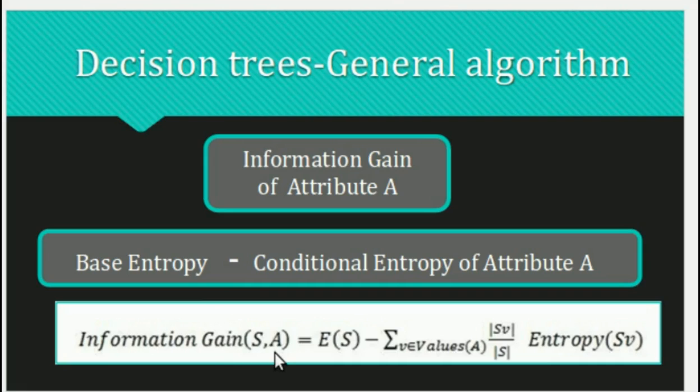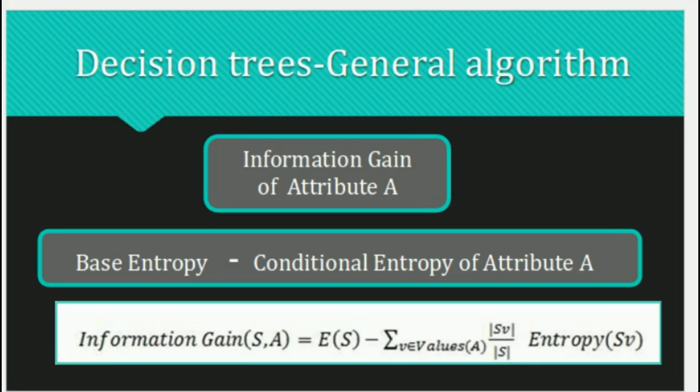Values of A contains the subsets created after splitting S by attribute A, such that S is equal to small v, an element of V. Here, values of A is the set of all the possible values for attribute A. Sv is the subset of S for which attribute A has value v. |Sv| is the number of elements in Sv and |S| is the number of elements in S. This is the way of calculating the information gain on each attribute.